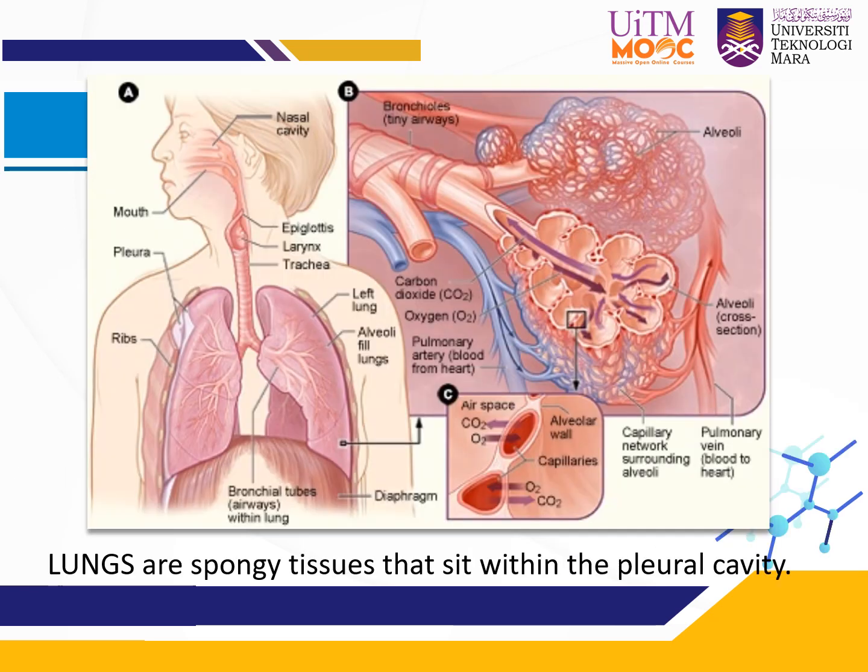In this picture, you will see that the lungs are spongy tissues that sit within the pleural cavity. The pleural cavity is the space where the lungs are situated, and we will talk more about the pleural cavity shortly.